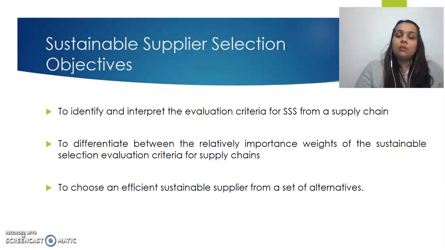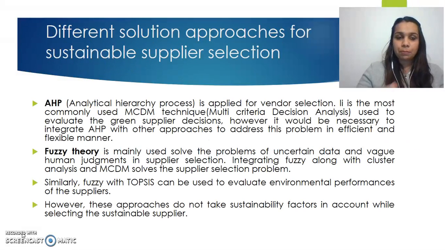So, what are the main objectives of sustainable supplier selection? First of all, to identify and to interpret the evaluation criteria for sustainable supplier selection for a supply chain. Second is to differentiate between the relative importance weights of sustainable selection evaluation criteria for any supply chain. Third is to choose an efficient sustainable supplier from a number of alternatives.